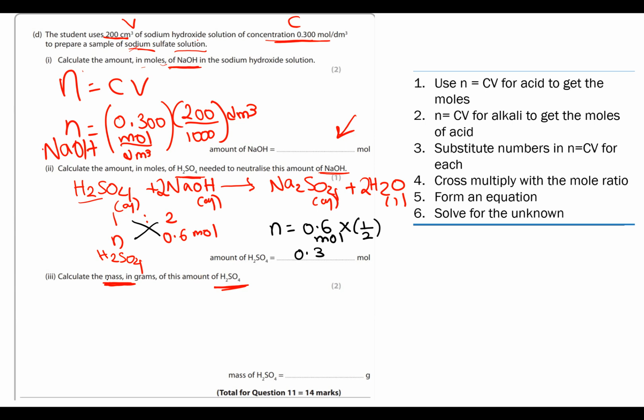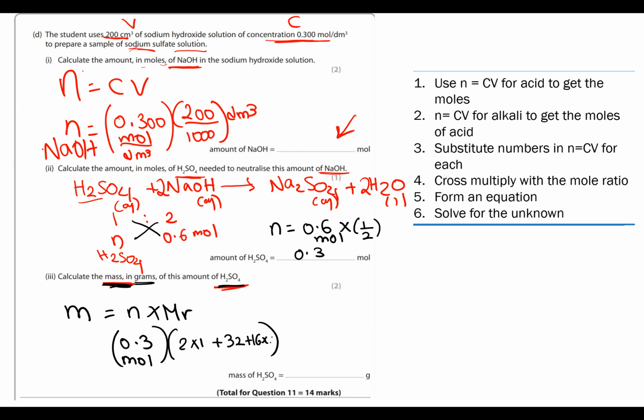Okay? But now they want you to find the mass in grams of this acid. Therefore, mass is equal to N times MR. You're going to take these moles, the 0.3 moles, and you will multiply them by the MR of sulfuric acid, meaning it is 2 times 1 for hydrogen plus 32 plus 16 times 4. And that would be in grams per mole. And then you would find your answer over here.